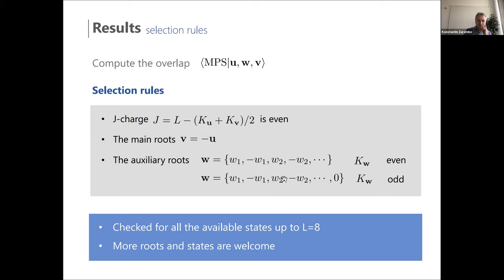Indeed. Yes, Yunfeng did this for up to length 8. If you act by an explicit operator, then you can do it for any length. Yeah, that's probably a better check, and we should probably first do it to just make sure this really is an integrable boundary state. But with the data, we're more or less convinced that it is, and so this is the selection rule that we observed.